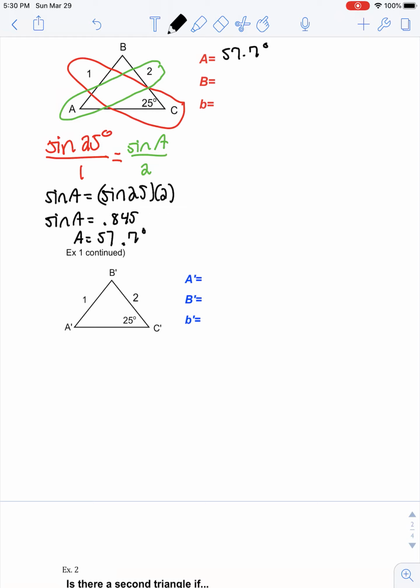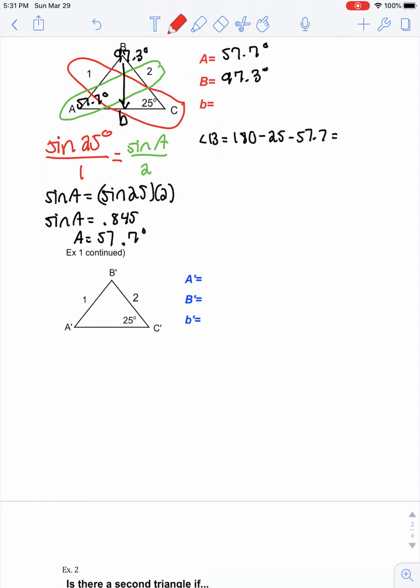So if I come back up here, I know that angle A is 57.7 degrees. If this is 57.7 degrees, then to find angle B, all I need to do is subtract both known angles from 180. 180 minus 25 minus 57.7 is 97.3 degrees.